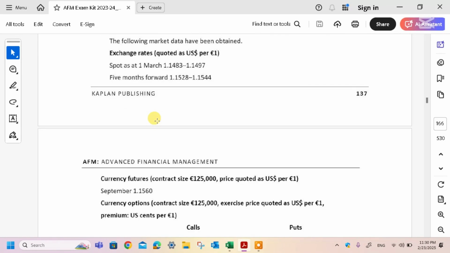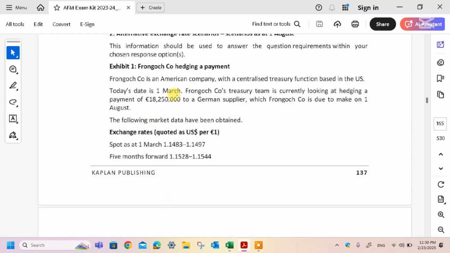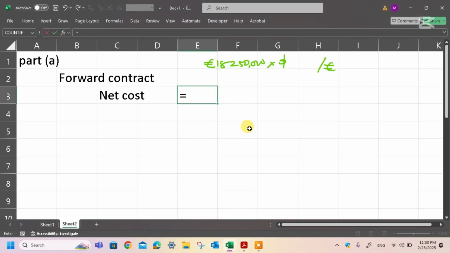Forward, 5-month forward. Why 5 months? 1st of March to 1st of August, it's 5 months. March, April, May, June, July. August is not included because on 1st of August you are paying. 5 months. Higher rate is here 1.1544.